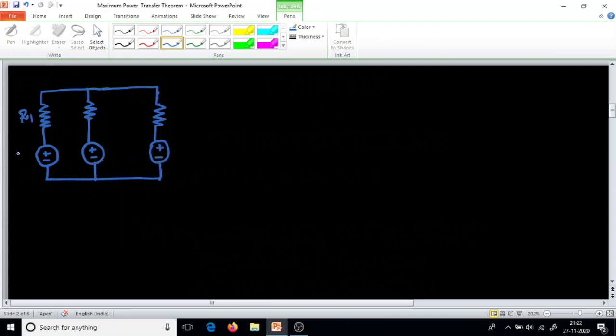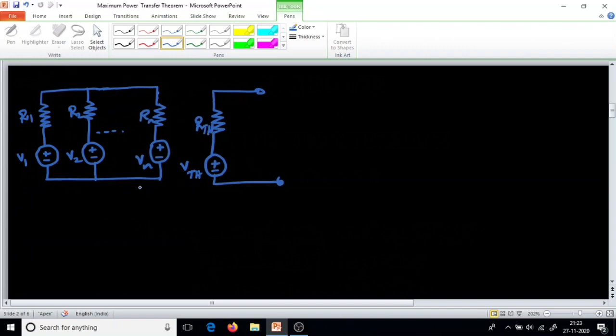So we will take it as R1, V1, R2, V2, up to Rn, Vn. That means in between there are many parallel branches. So this circuit can be replaced just like a Thevenin circuit. We have to find the voltage and the R equivalent. So this circuit can be replaced like this: one resistor like a Thevenin equivalent and one voltage source. We can call this VTH, and this RTH. So we should be able to simplify this circuit like a Thevenin equivalent circuit.